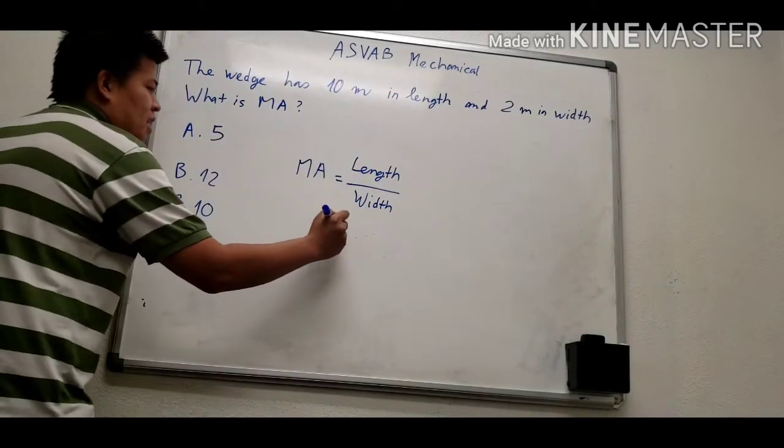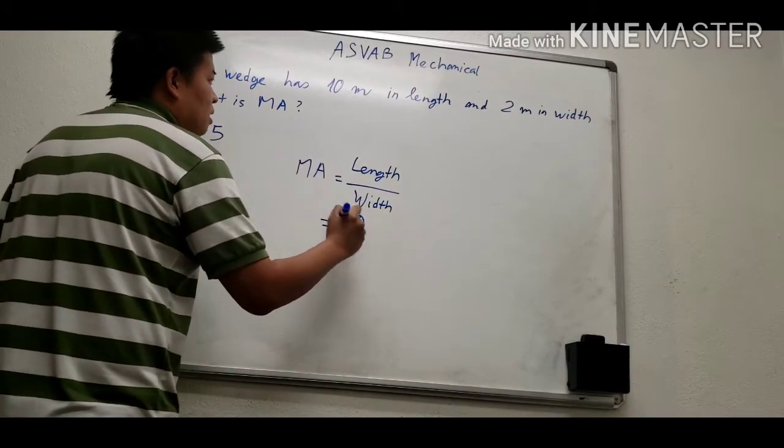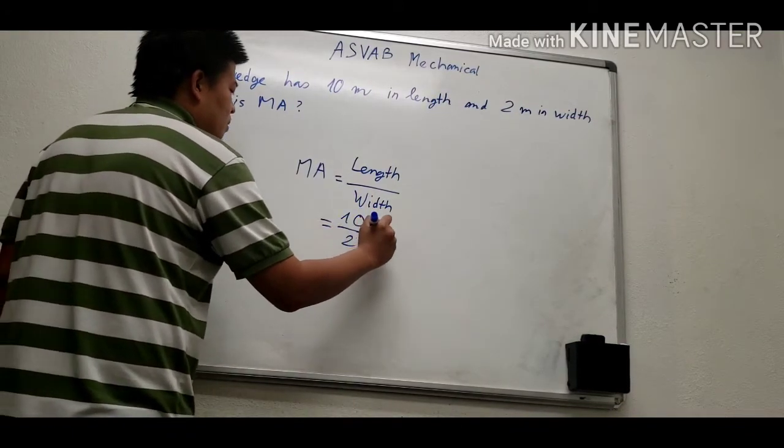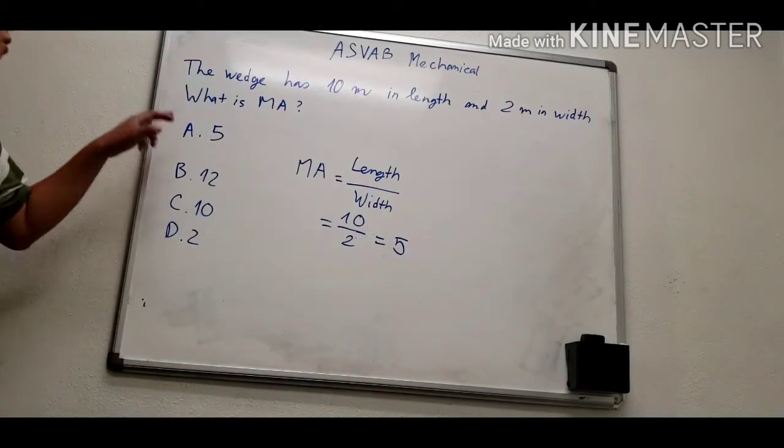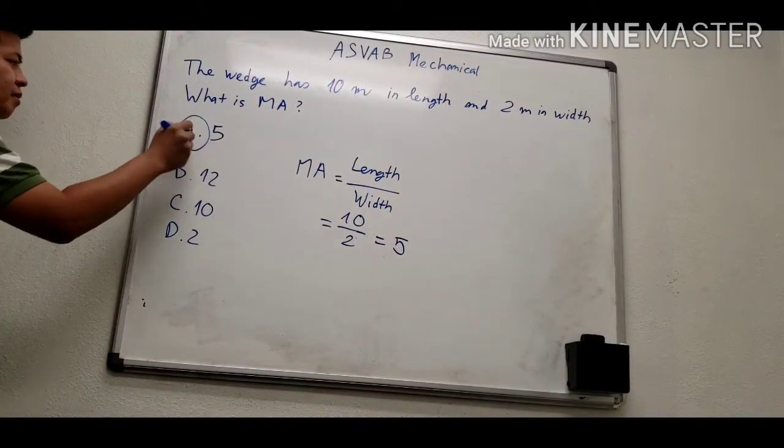So the length here is 10 and the width is 2. So MA should be 5. And the answer for this question is B.